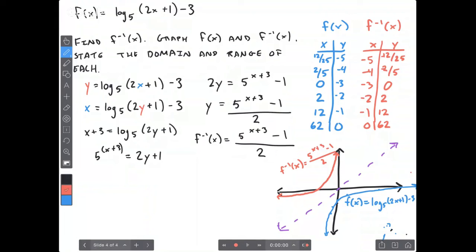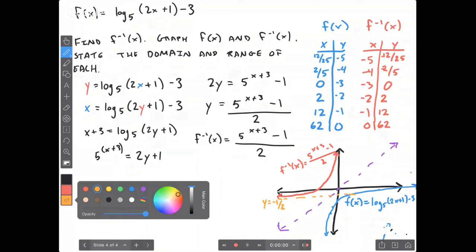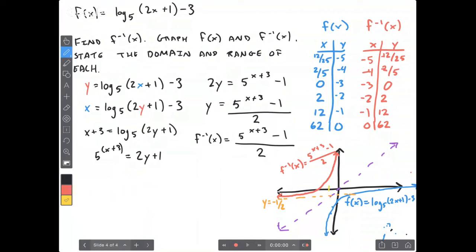In both of these, we've got asymptotes. Here we've got a horizontal asymptote at y equals -1/2. And here I've got a vertical asymptote at x equals 1/2. Sorry, -1/2.